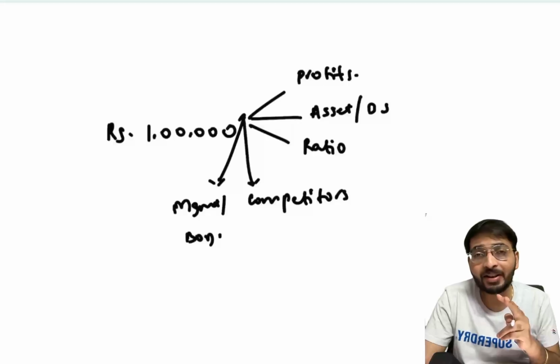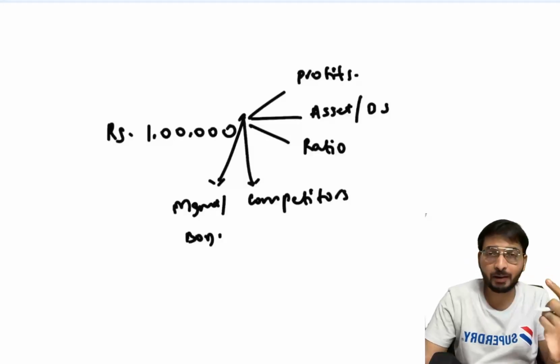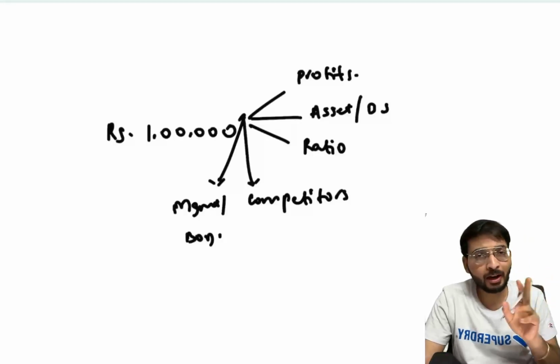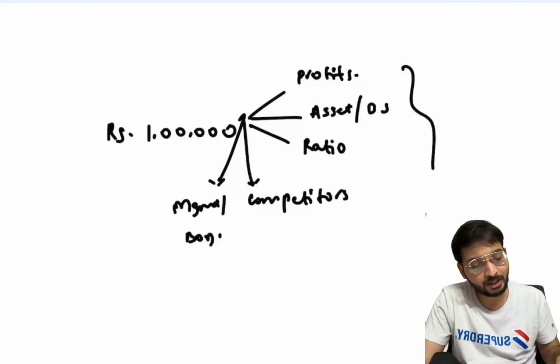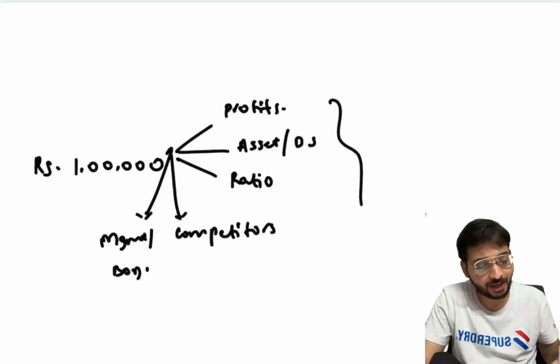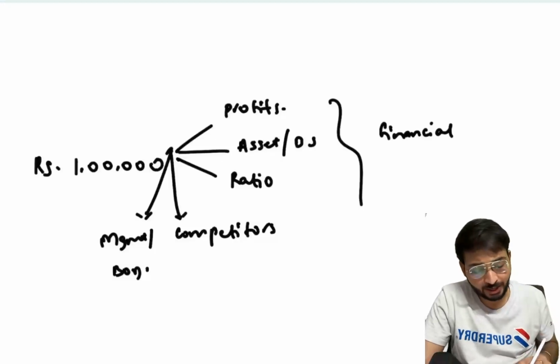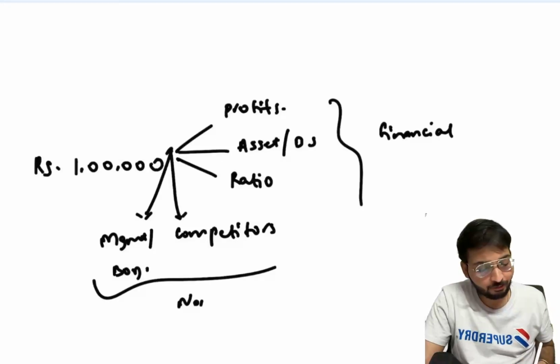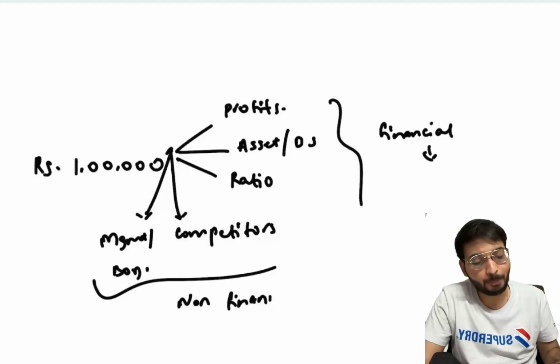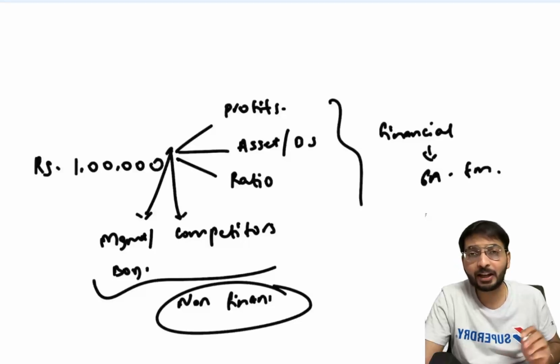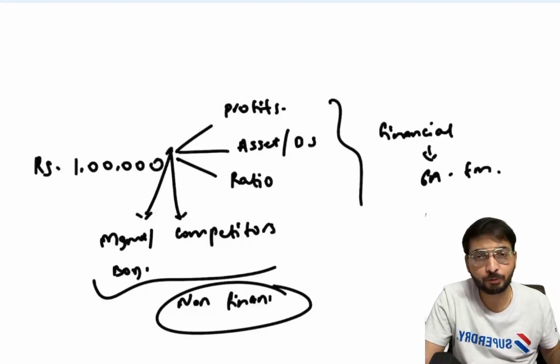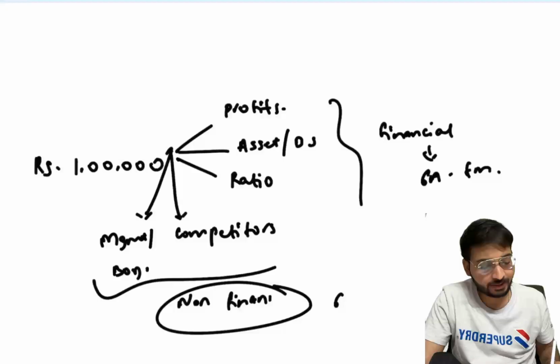Now, this entire 1 lakh decision I can divide into two aspects. One, where the numbers are involved, is called financial aspects. The other is non financial aspects. The financial aspects are your Paper 6A, which is Financial Management, and the non financial factors, like who your competitors are and how the board of directors should work, are in Paper 6B, which is Strategic Management.